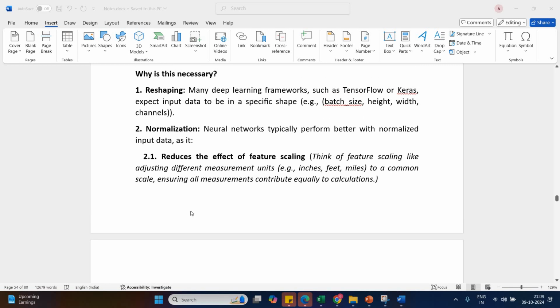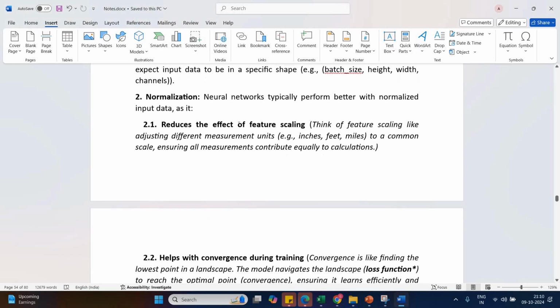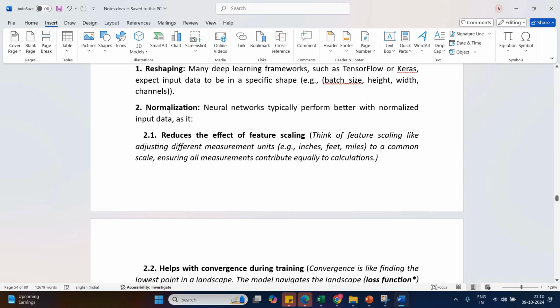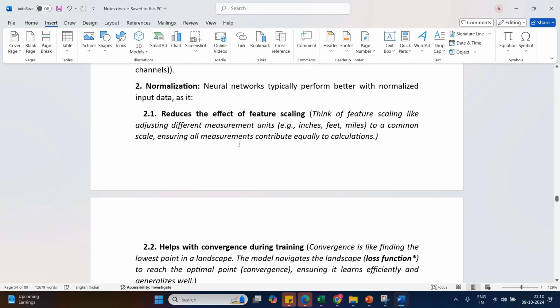Hello and welcome back. In the previous video, we saw that we had to reshape our training data. Why we reshaped it, we are going to discuss in today's video. Apart from that, we are going to discuss two more concepts: one is normalization and the other one is the loss function. We will see the significance of normalization and the loss function along with their basic introduction.